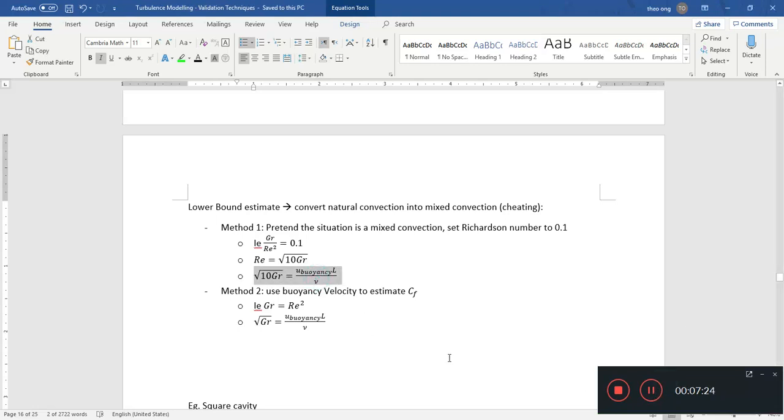we are getting the U buoyancy very, very high, because we assume that the forced convection forces are 10 times the Grashof number. Okay, so we assume that there is a fictional flow there, a fictional forced flow.